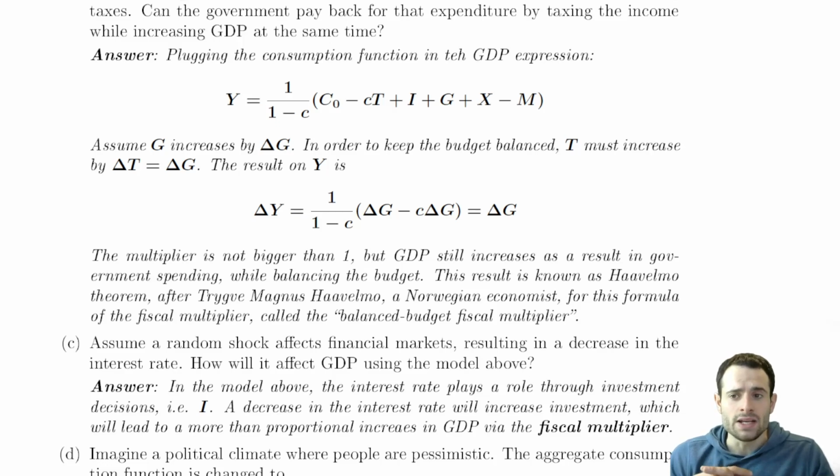So the government might need to pay for that temporary deficit by raising taxes. Can the government pay back for that expenditure by taxing the income while increasing GDP at the same time? On one hand, the government will spend money, but on the other hand, the government will take more money back from consumers by increasing T. So if the government increases G by delta G, it will have to increase taxes by the same amount in order to keep the budget balanced.